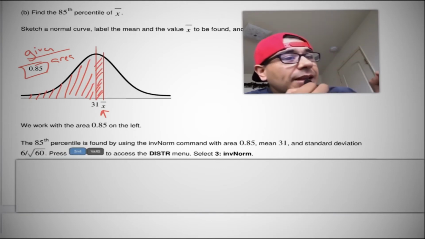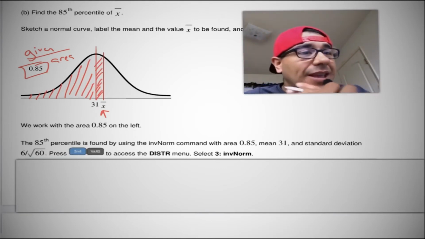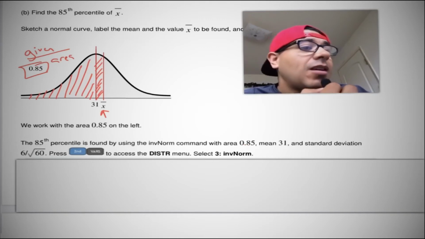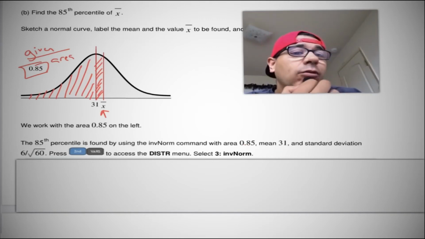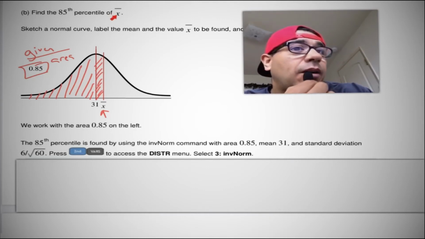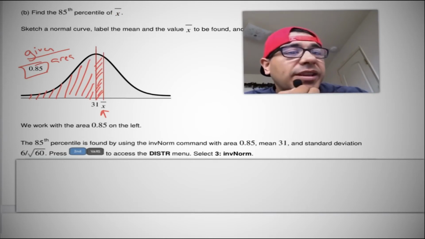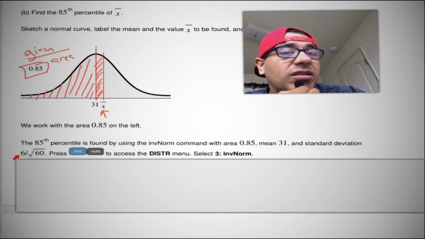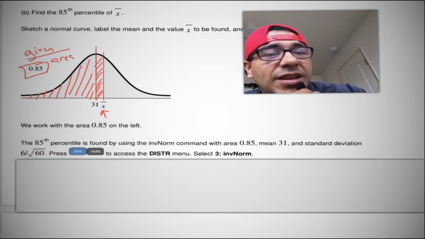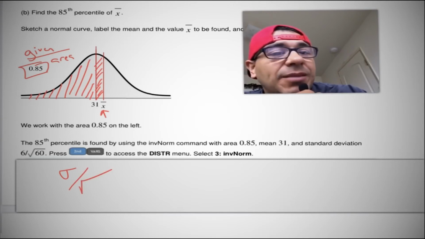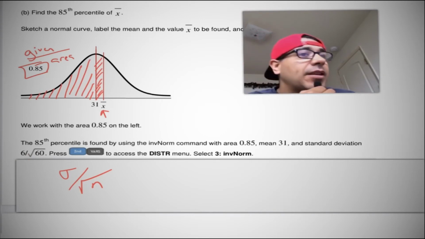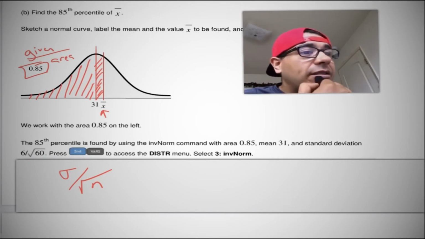To find it, remember you hit second vars and then you select inverse norm on your calculator. Just like before, we're going to need that area, the mean, and the standard deviation. And because we're finding x bar, we want to find the percentile of x bar. What we do is we use our central limit theorem again, which says you take the standard deviation, let me write that down, and you divide it by the square root of n. So again, that's the same thing that's happening there. Let's actually take a look at our calculator to see how we plug this in.